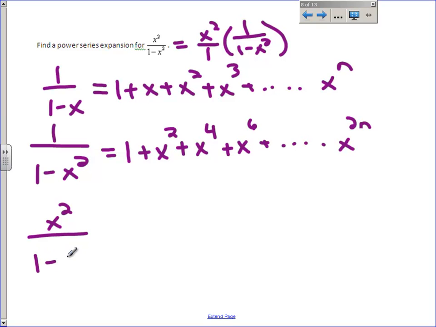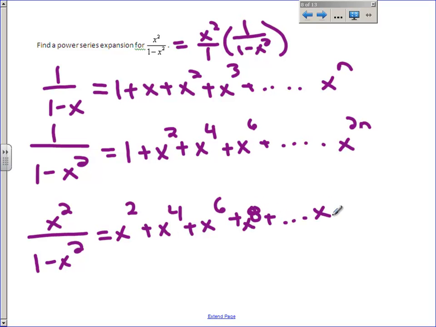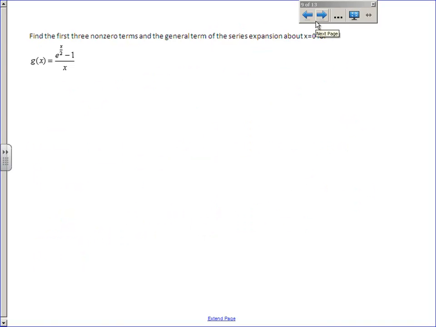So x squared over 1 minus x squared must equal x squared plus x to the 4th plus x to the 6th plus x to the 8th plus dot dot dot. Now if you do x squared times x to the 2n, you get x to the 2n plus 2. So there's your general term. There's your power series expansion and your general term. All right, let's do another one.